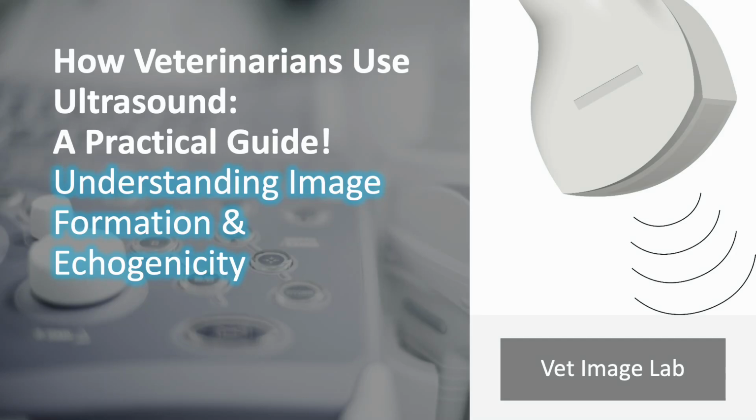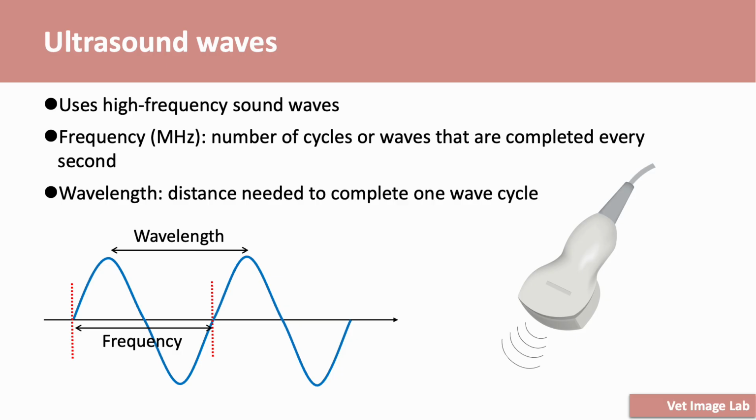In today's lecture, we will explore how veterinarians use ultrasound in clinical practice. Now, let's talk about the basic principles of how ultrasound works. Ultrasound imaging is based on high-frequency sound waves. These waves travel through tissues and reflect back when they encounter different structures. The amount of sound reflected, known as echoes, determines the grayscale image seen on ultrasound.